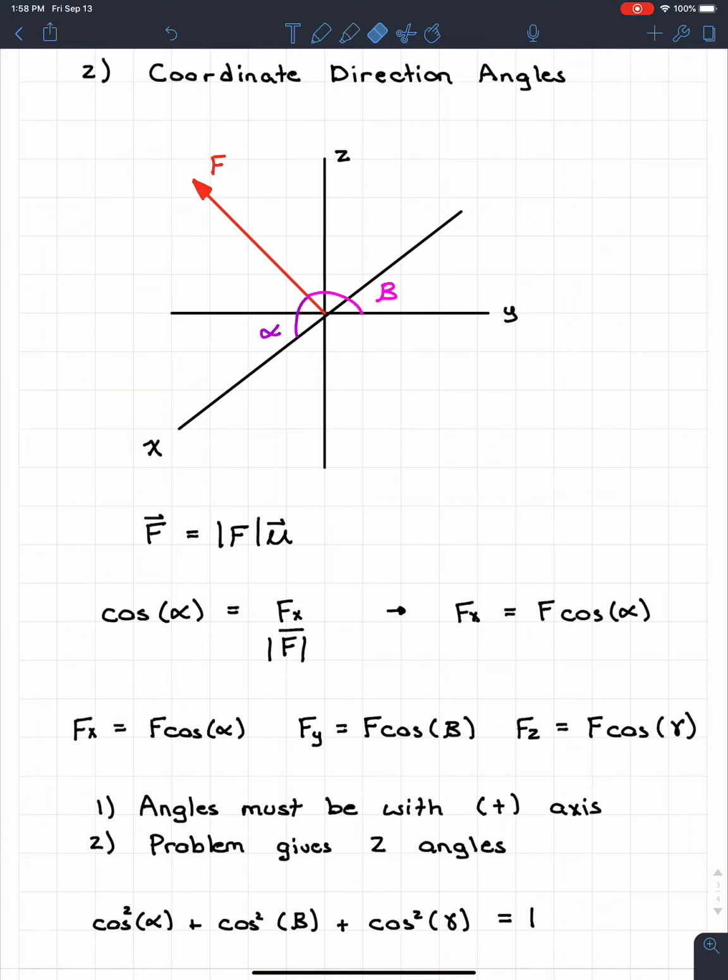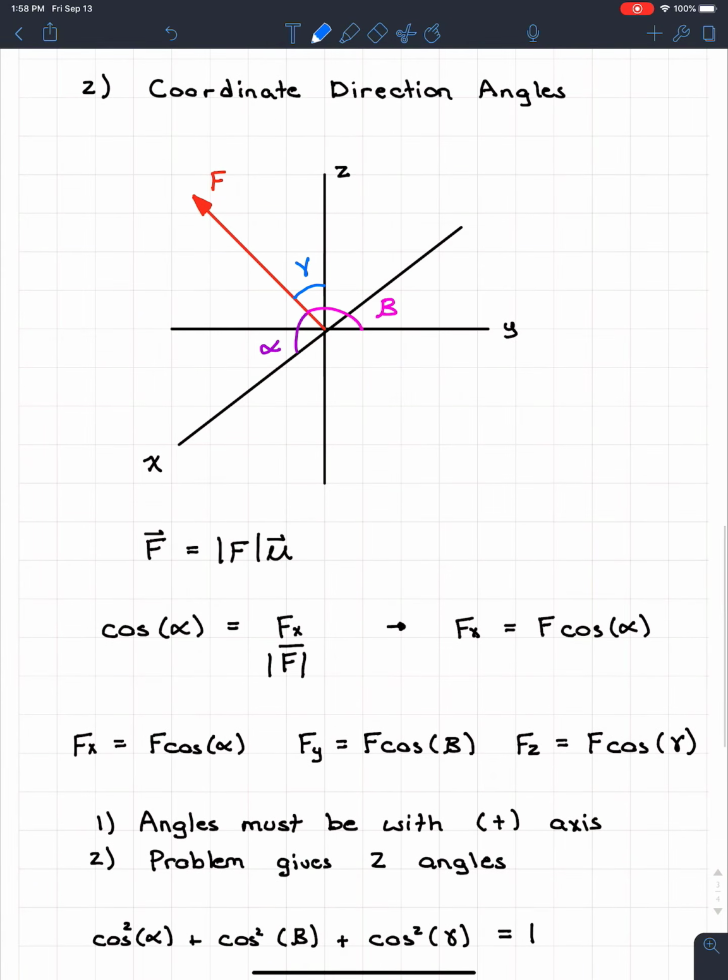So I like this question. I can see it on a midterm. It tests a good understanding of what you know about the coordinate direction angles, which is what we want. You guys need to show your understanding of 3D. I'm just going to put this angle back in so we know that it's here. This one would be gamma. So this one, really good. I like this one, so please pay attention to this one.